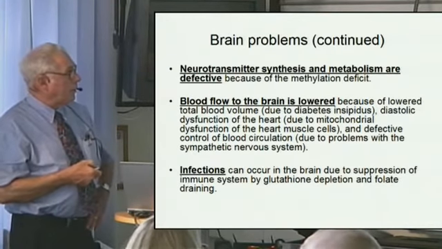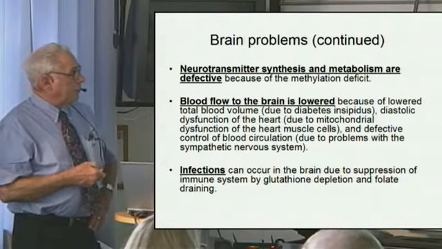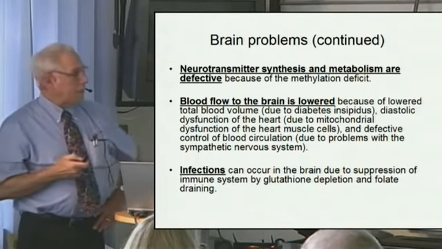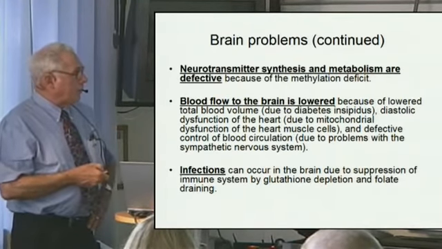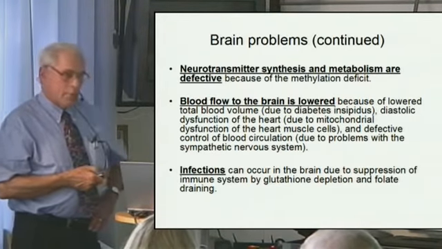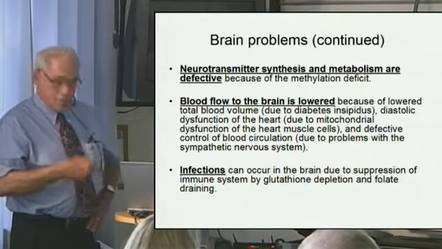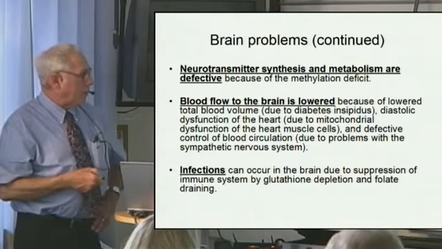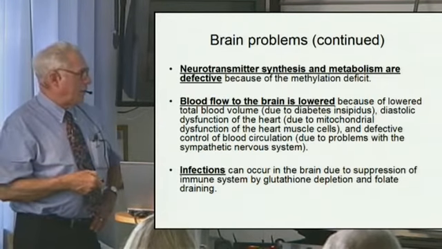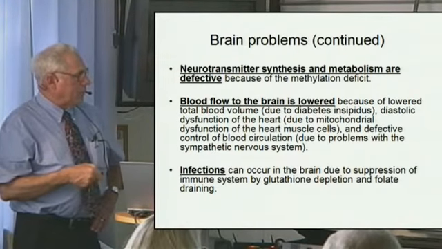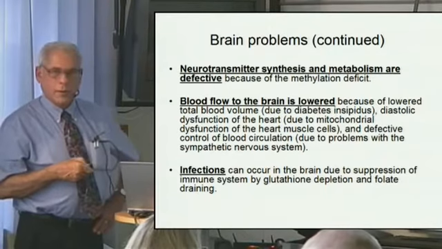More brain problems. The neurotransmitters, both the synthesis and the metabolism, depend on methylation, and that's got a problem. The blood flow to the brain is lowered, and part of that is because of low total blood volume due to the diabetes insipidus that we just talked about. So there's a little feedback here. Diastolic dysfunction of the heart, which is due to mitochondrial problems in the heart muscle cells. And then defective control of blood circulation, which is due to problems with the sympathetic nervous system. So all of these things come together to affect the blood flow to the brain.